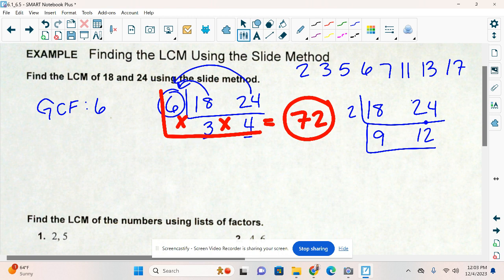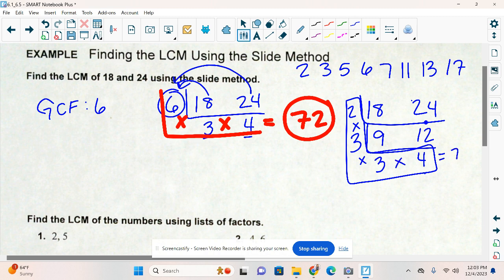What goes into 9 and 12? 3. So 9 divided by 3 is 3. 12 divided by 3 is 4. They're back to back on the number line, so I can't go any further. So you would still multiply all these numbers together, and you would still get 72.